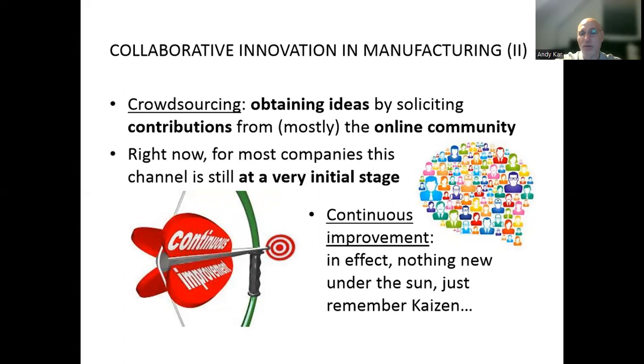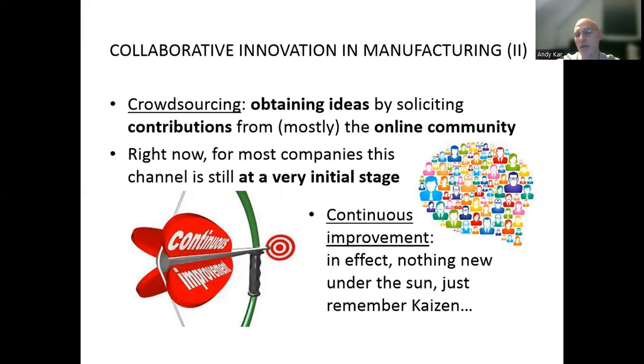Crowdsourcing, which is also very important, is obtaining ideas by soliciting contributions from mostly the online community. So you use your online community, as we discussed, for example via crowdsourcing platforms, in order to get more ideas. Right now, for most companies, this channel is still at a very initial stage. Not many companies are involved in this kind of approach to obtaining ideas. Continuous improvement, as it is called in Japanese, Kaizen, is in effect nothing new under the sun.